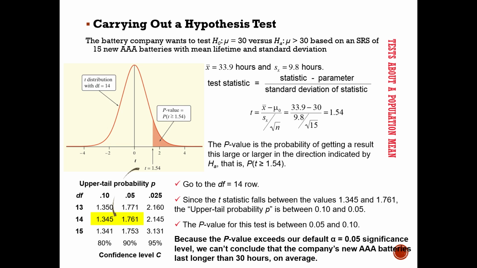So again, we remember that phrasing. We lack sufficient evidence to conclude that the company's new AAA batteries last longer than 30 hours. Have we proven that they don't last longer than 30 hours? No, we have not. Have we proven that they last exactly 30 hours or less than 30 hours? No, we have not. So remember, we haven't proven anything. We've just failed to disprove something. Obviously, there's a difference between failing to reject and accepting a hypothesis.